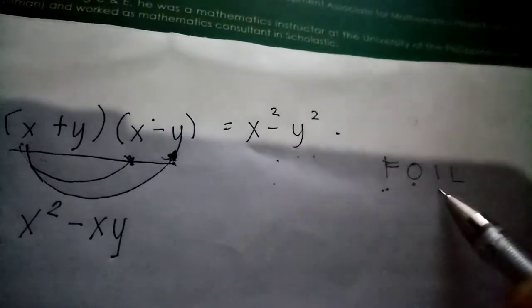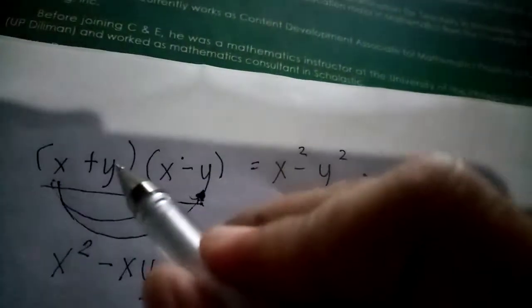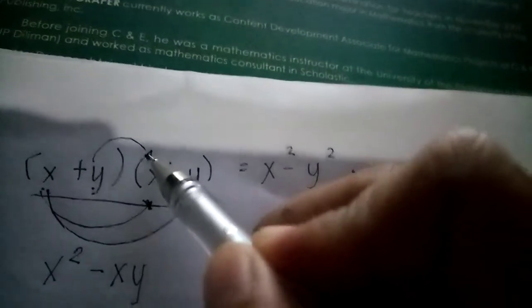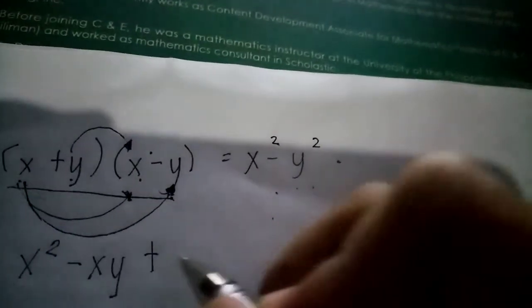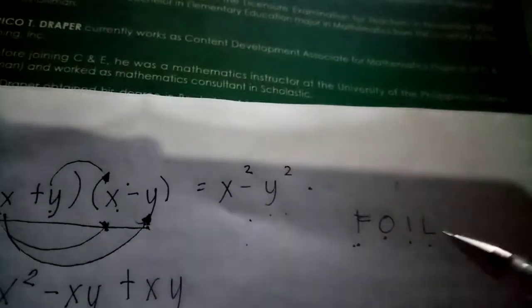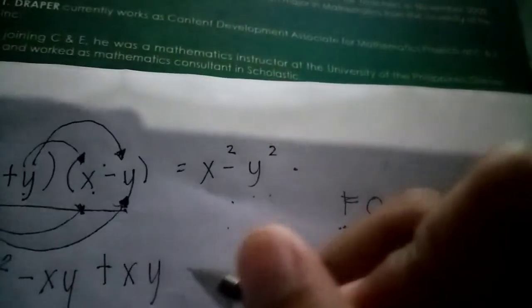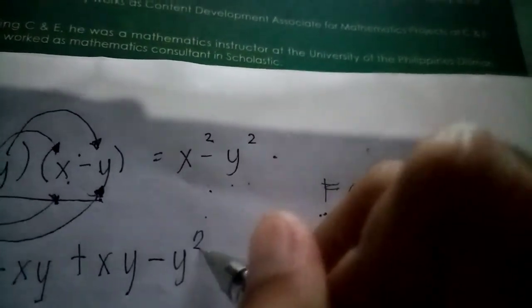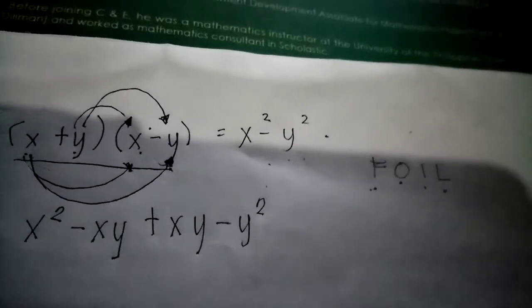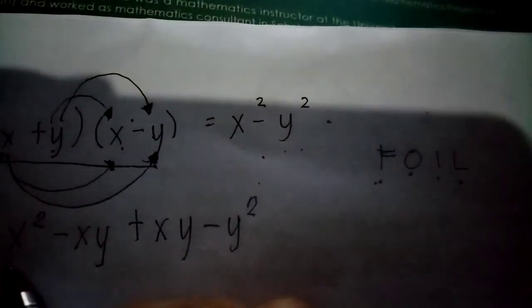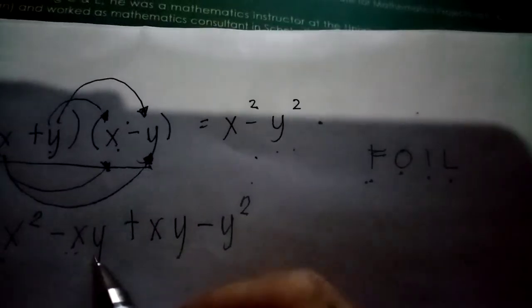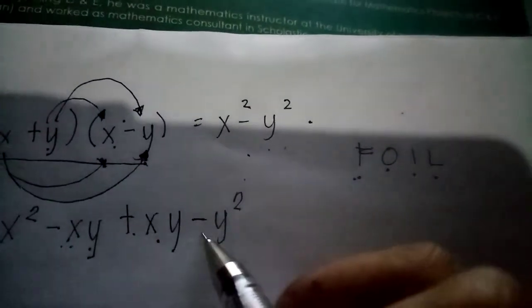Then, next is the I, which is the inner term. The inner terms are the positive y and the positive x, that is positive xy. Then, next is the L, which is last term times the last term. So, positive y times negative y is equal to negative y squared. Now, we get the equation x squared minus xy plus xy minus y squared.